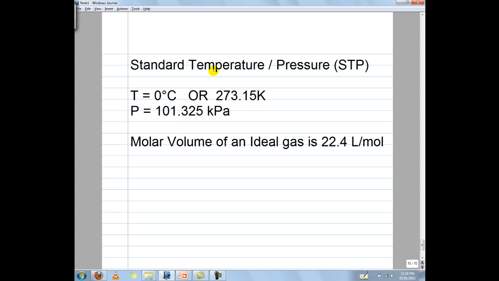Now, also in that STP, you'll find that the molar volume of an ideal gas is 22.4 liters per mole. So molar volume is measured in liters per mole. So how many liters of gas per mole of that gas is present? So if you have 1 mole of any ideal gas at STP, so under these temperature and pressure situations, it'll automatically have a volume of 22.4 liters.